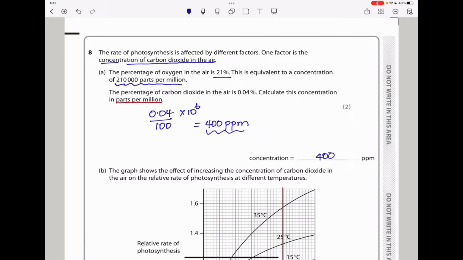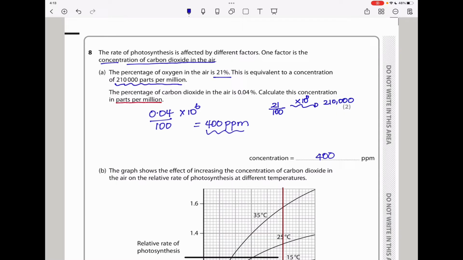We can begin by looking at what occurred. If 21 over 100, which is 21%, is equivalent to 210 parts per million, it means they multiply this by 10 power 6 to convert it to the other concentration. Therefore, we can do the same thing. For CO2, we can say 0.04 divided by 100 times 10 power 6 should give us 400 ppm, which is the desired concentration here.